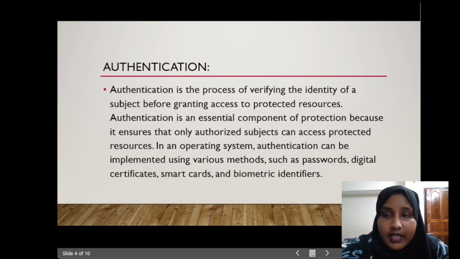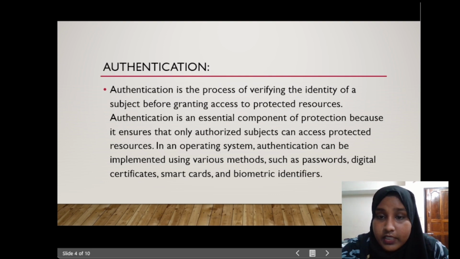Authentication is the process of verifying the identity of a subject before granting access to protected resources. It is an essential component of protection because it ensures that only authorized subjects can access protected resources. In an operating system, authentication can be implemented using various methods such as passwords, digital certificates, smart cards, and biometric identifiers. Authentication in an operating system is like checking someone's ID before letting them into a security area. It verifies that the person trying to access the protected resource is who they claim to be.